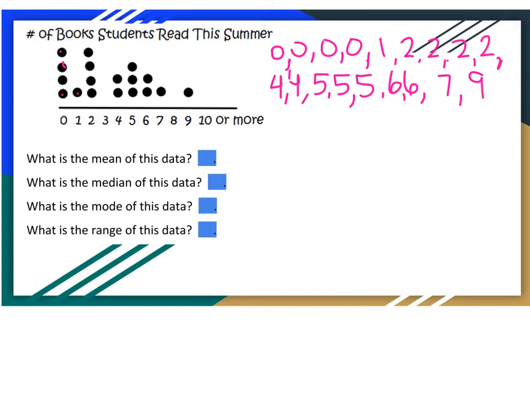Okay, and then again, I like to always double check myself. How many dots did I originally have? How many numbers did I write down? They should match. So I had 4, 5, 6, 7, 8, 9, 10, 11, 12, 13, 14, 15, 16, 17, 18 dots. So I should have 18 numbers. So 1, 2, 3, 4, 5, 6, 7, 8, 9, 10, 11, 12, 13, 14, 15, 16, 17, 18. So I do match.